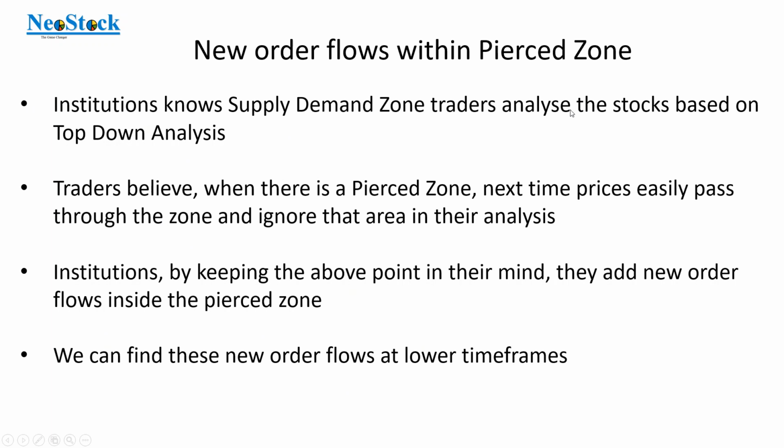Institutions know supply-demand zone traders analyze the stocks based on top-down analysis. Traders believe when there is a pierced zone, next time prices easily pass through the zone and they ignore that area. Our focus will be the zone that is not pierced, the one below the existing demand zone. You might be seeing a fresh zone, focusing on that. So the institution knows that. Keeping this point in mind, they are planning their new order flows within the pierced zone. Hope you got the clarity now.